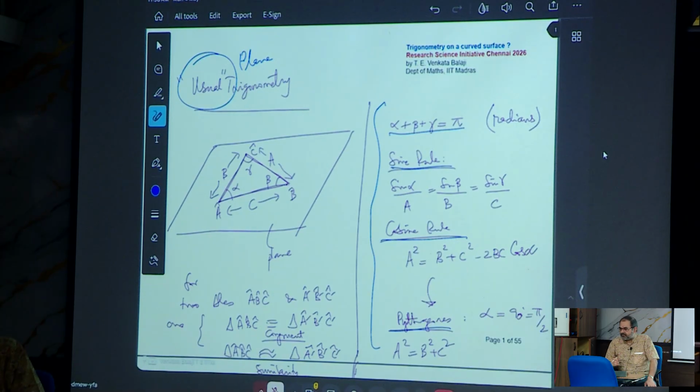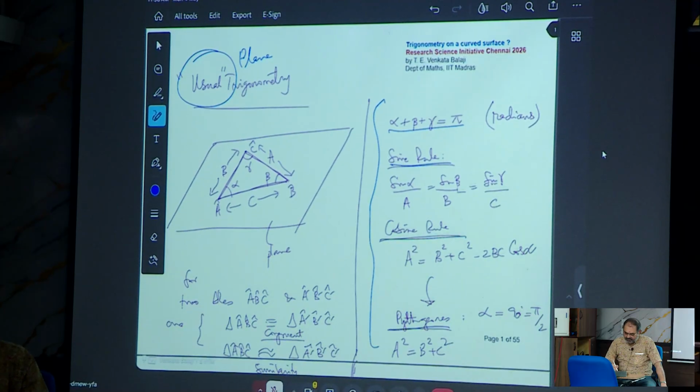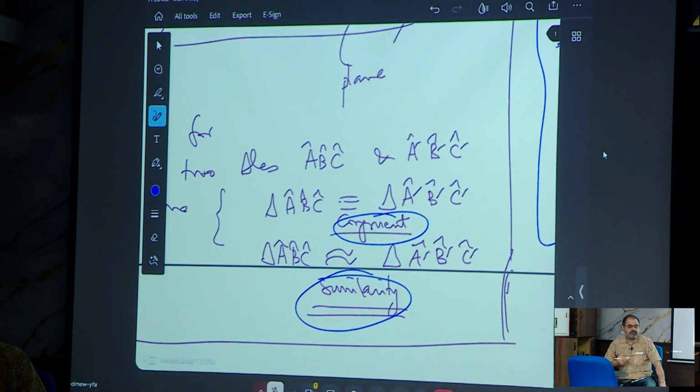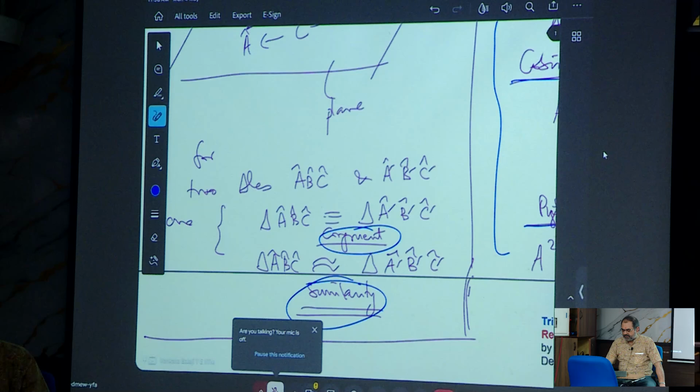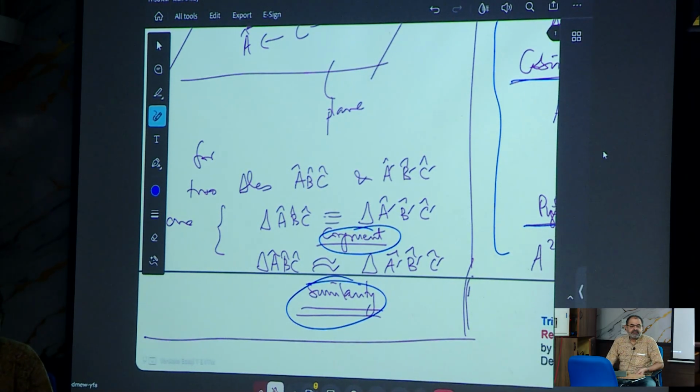You've been studying that from probably 7th or 8th standard at least. You have studied similarity, and then you have studied congruence. Congruence is very strong, similarity is weaker. The difference is that in congruence, corresponding sides must be the same length, whereas in similarity they are proportional. But in both cases, corresponding angles are the same. So you can think of similarity as some kind of magnification.